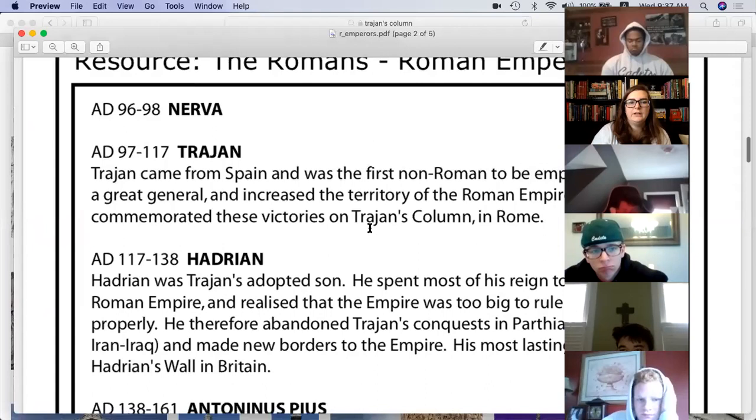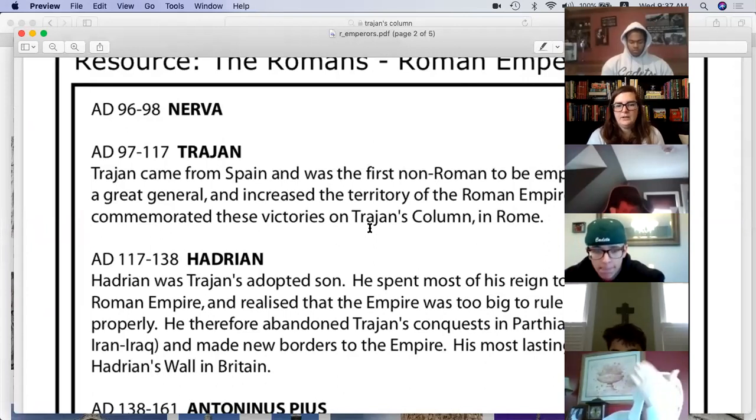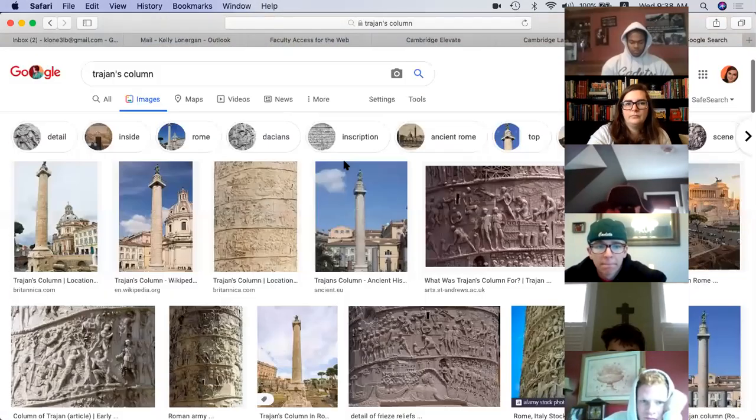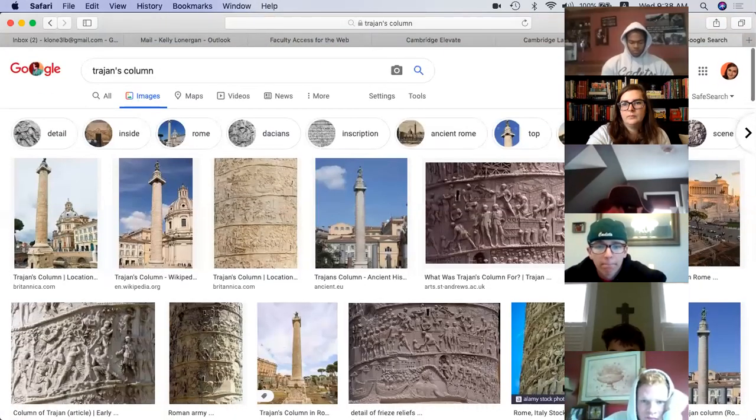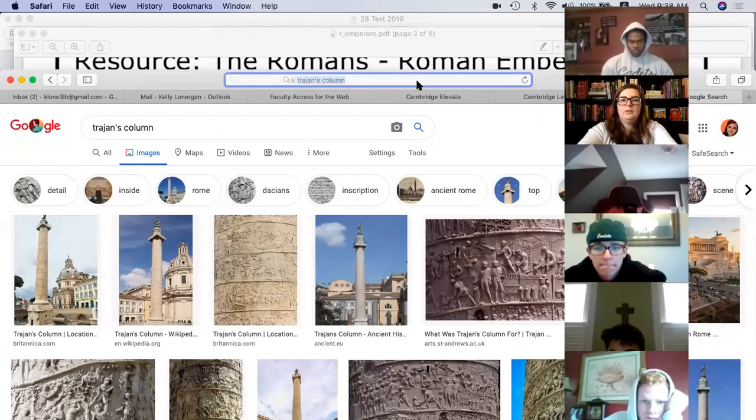All right, Hadrian was Trajan's adopted son. He spent most of his reign touring the Roman Empire and realized that the empire was too big to rule or defend properly. He therefore abandoned Trajan's conquests in Parthia, which is modern Iran and Iraq, and made new borders to the empire. His most lasting legacy is Hadrian's Wall in Britain. I have a huge problem here because I can't see the top of this. All right.